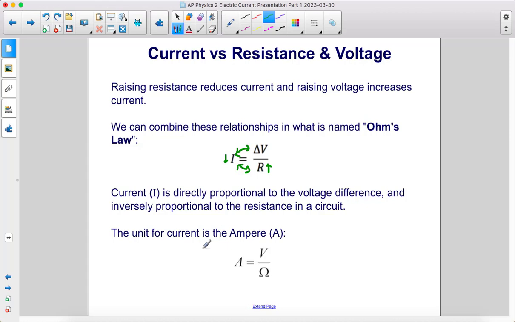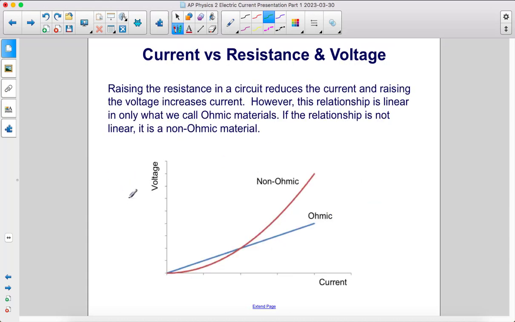The unit for current is the ampere, which, as we learned before, we had charge over time. That was coulombs per second. Amperes are also volts over ohms. Raising the resistance in a circuit reduces the current, and raising the voltage increases current.